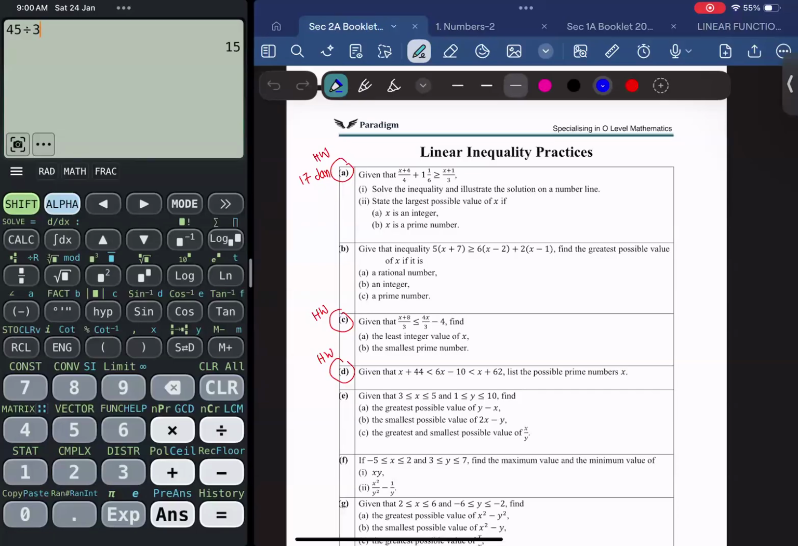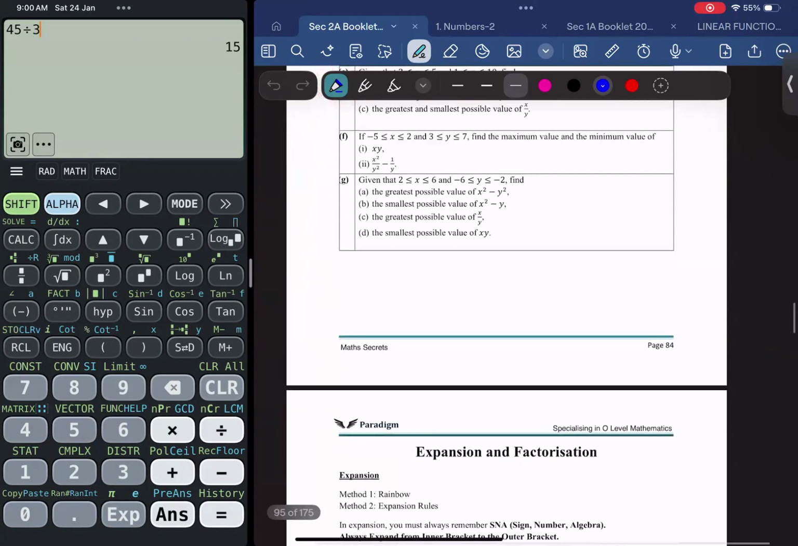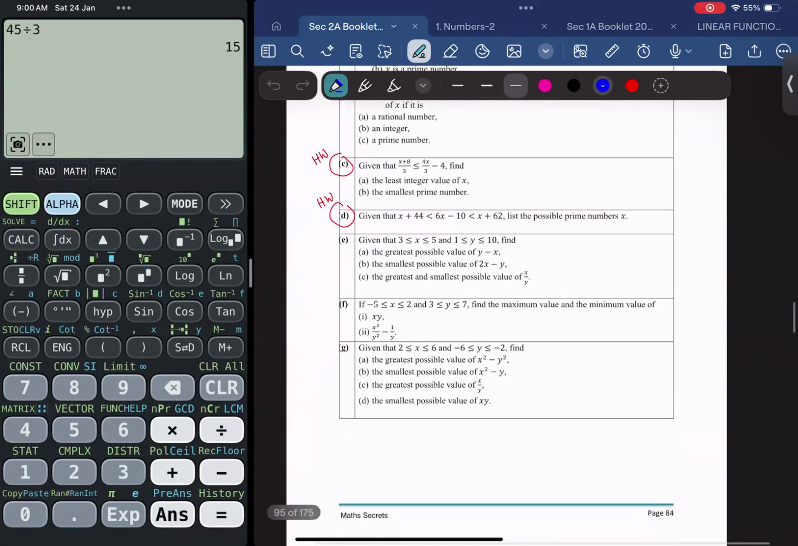Okay, so very good. Most of you did your homework already. Very good job. Today I'm just going to summarize what we learned, and then we're going to start on expansion and factorization.